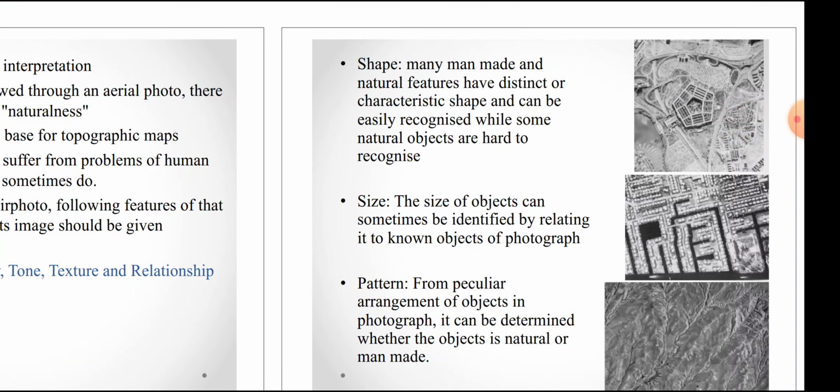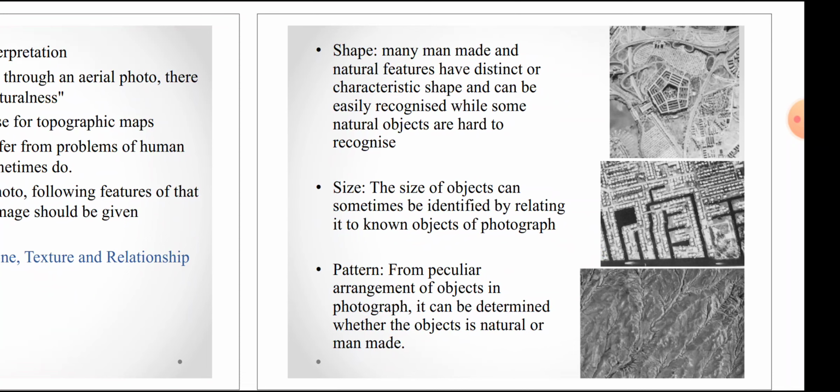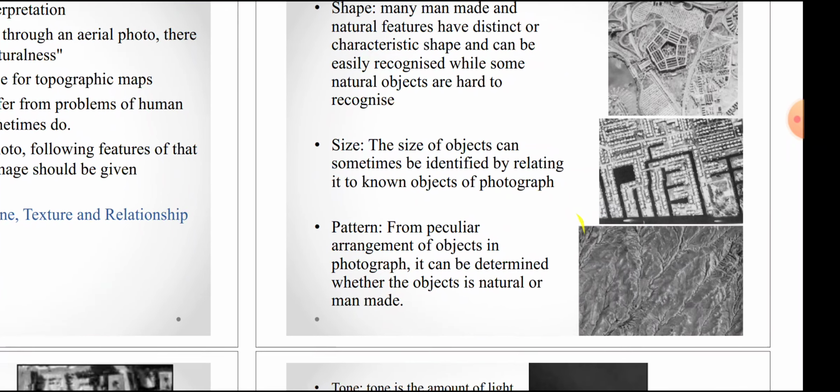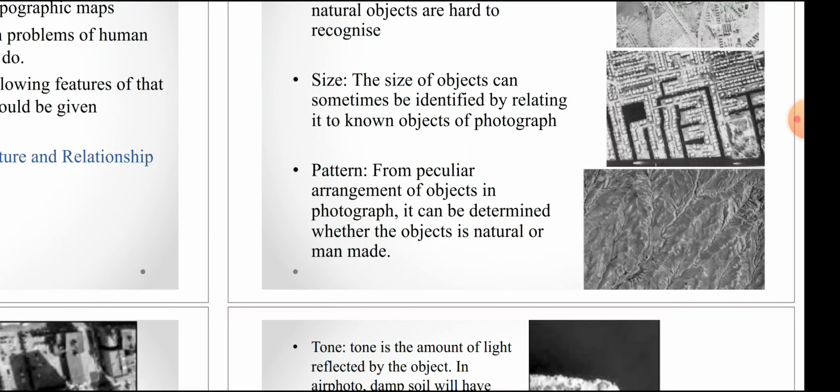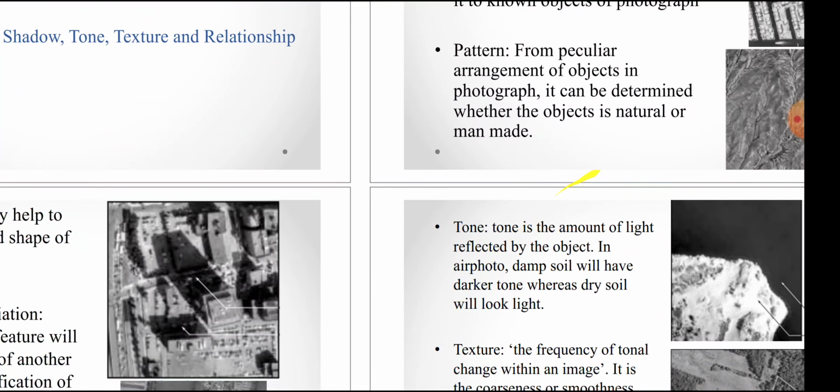Shape. Many man-made and natural features have distinct or characteristic shapes and can be easily recognized, while some natural objects are hard to recognize. The size of objects can sometimes be identified by relating it to known objects in the photograph. Pattern. From the peculiar arrangement of objects in a photograph, it can be determined whether the object is natural or man-made.